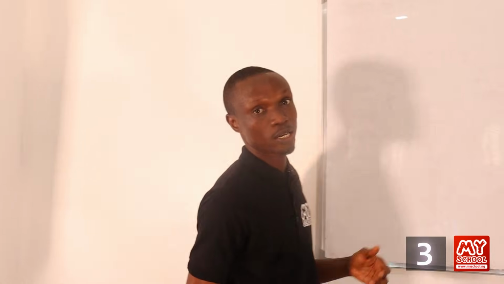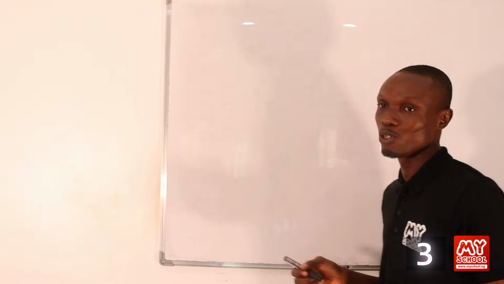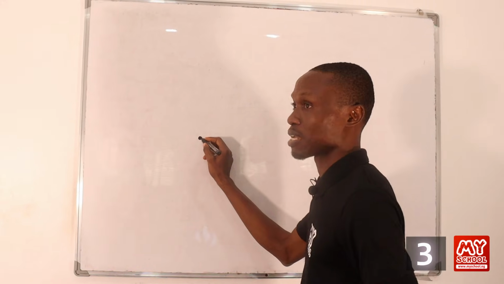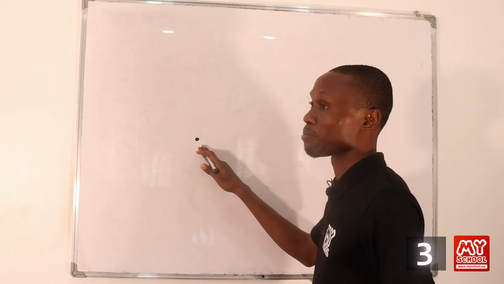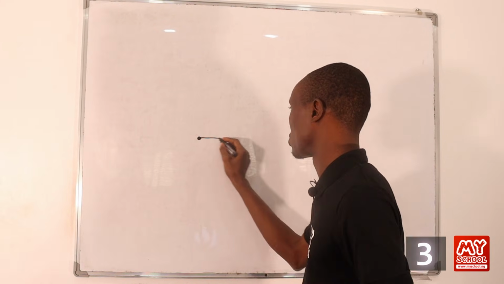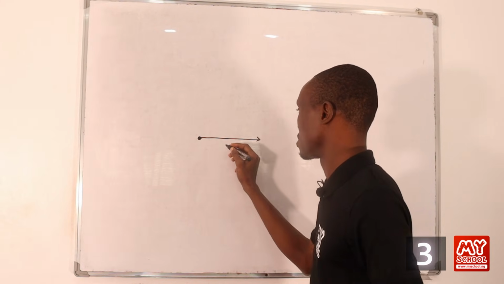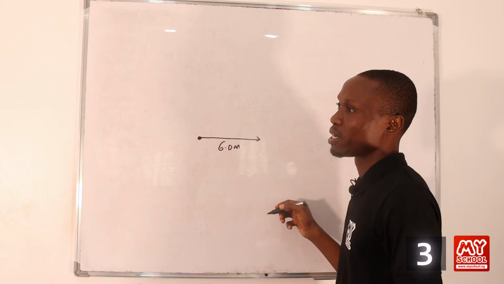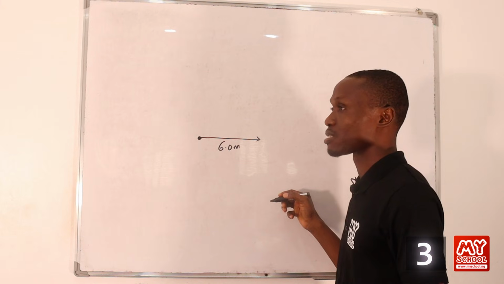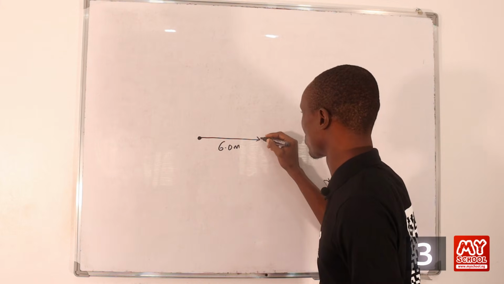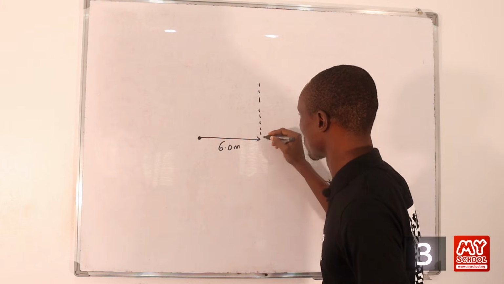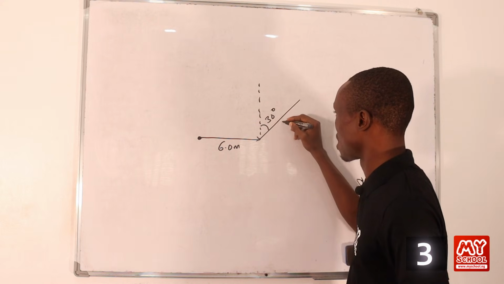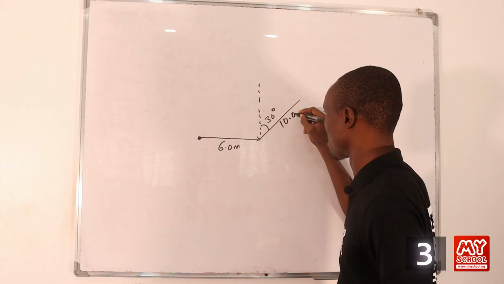In order to provide the answer to this question, we have to do a little sketch. Let's say this is the starting point where the man started the movement. So he moves to the east, and this is 6.0 meters. Then he moves 10.0 meters 30 degrees northeast. So remember, this is our north, so northeast will be this side. Here will be 30 degrees, and here is 10.0 meters.